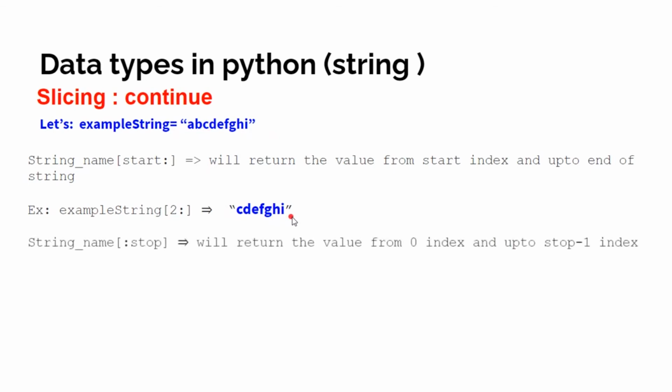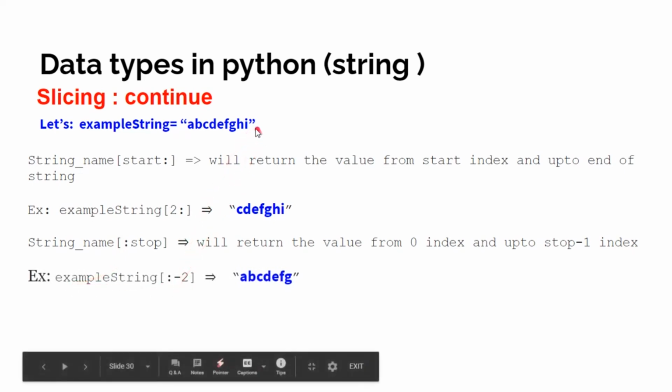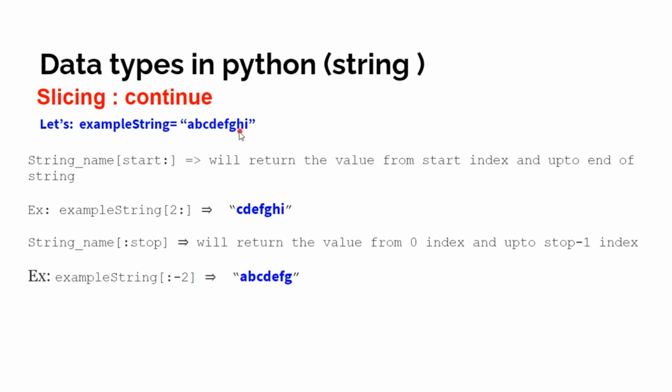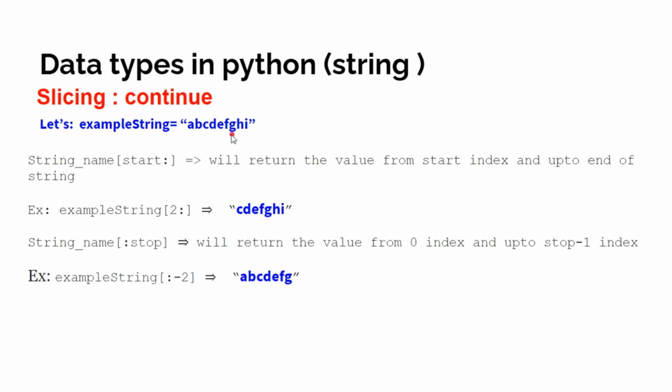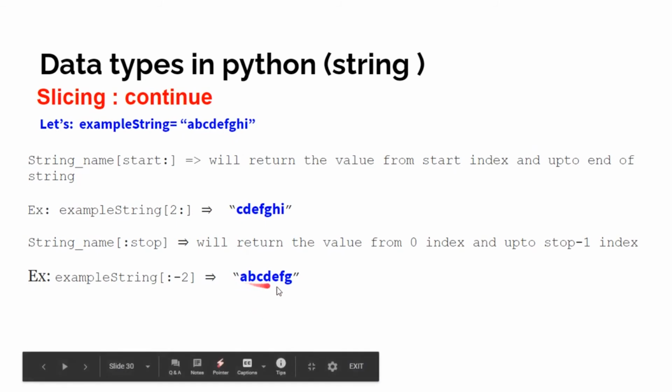Similarly, if we do not pass the parameter of start, we'll return the value from index 0 up to stop minus 1. If you are not passing the parameter of start, then it will consider from the beginning. So if we write here example string and up to minus 2, what is the position of minus 2? So minus 1, minus 2. So we will get the value up to minus 3, so we'll get the value A, B, C, D, E, F, G.